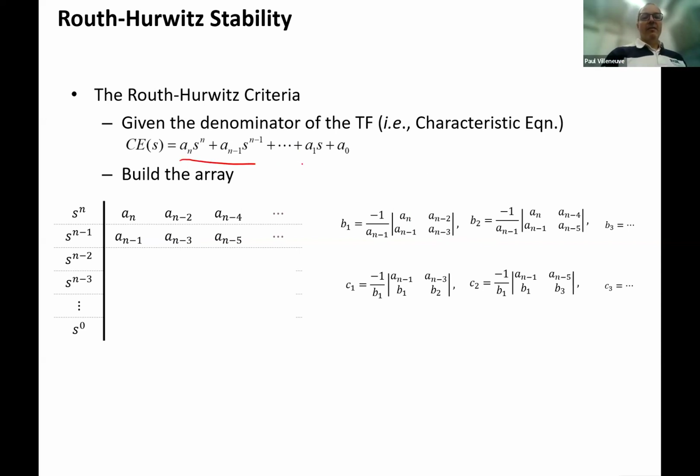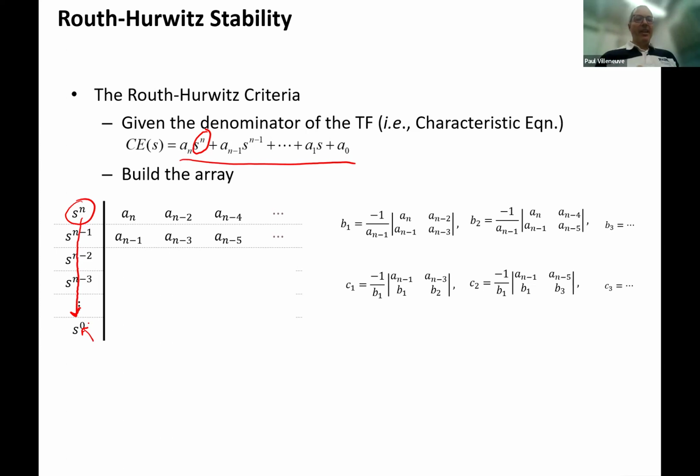So we have our characteristic equation all expanded out. The first thing you're going to do is look here. What is the highest order S term? The highest order S term is the name of your first row. Okay, that's the first row. And then to build all these other ones, you're going to subtract 1 from the previous power until you get all the way to S to the 0. So you start out with S to the N, then S to the N minus 1, N minus 2, N minus 3, until you get all the way to S to the 0.